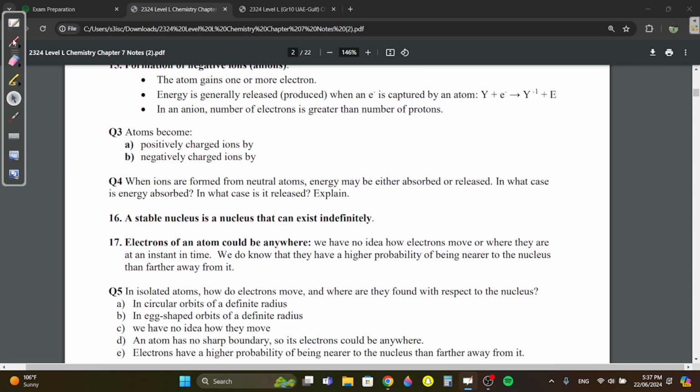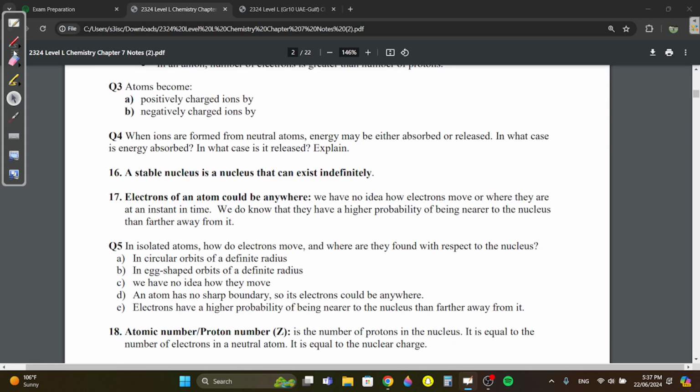Atoms become positively charged ions by losing an electron, right? And negatively charged ions by gaining an electron. Question 4. When ions are formed from neutral atoms, energy may either be absorbed or released. In what case is energy absorbed? When would you have to absorb energy?